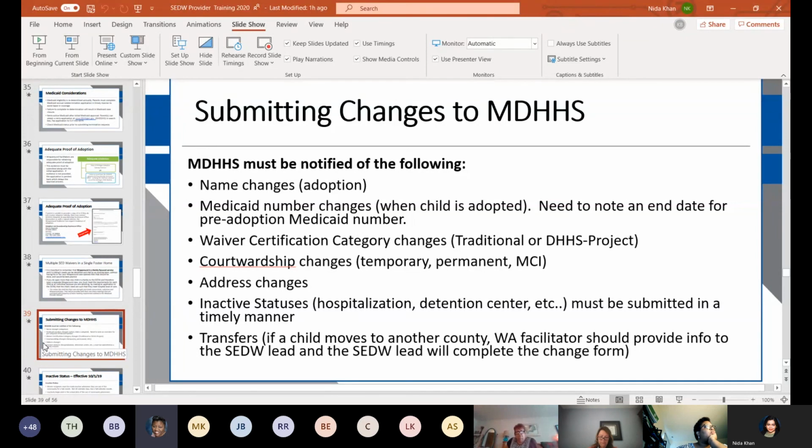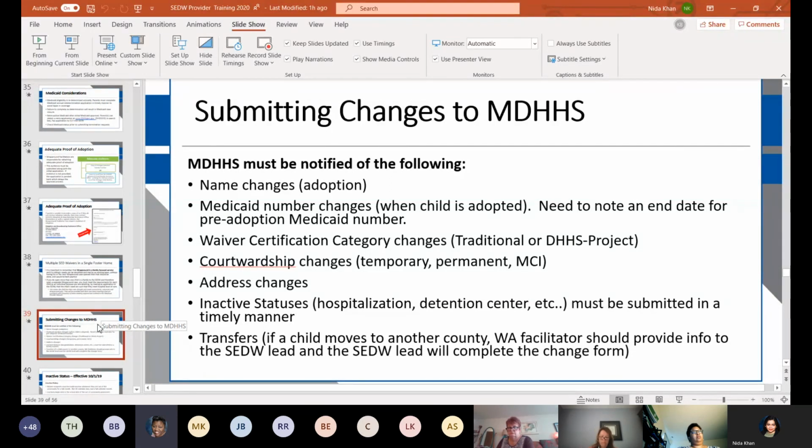And the next bullet point also goes along with category changes, because at this time when a child is adopted, they are now going to be moved to either traditional SED waiver, or they may be a DHS project but adopted from the child welfare system. Nonetheless, we have to make sure that information is added in the WSA. So that's why we're reiterating this and hitting on the importance of the wraparound facilitator's responsibility.